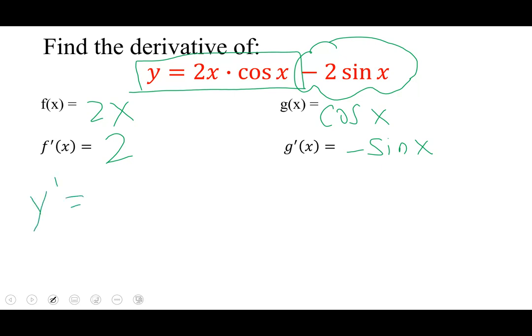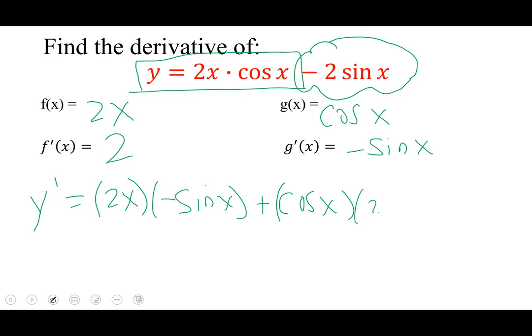We'll call this y prime. And again, it's going to be the first, 2x, times the derivative of the second, which would be the negative sine, plus the second, which is the cosine of x, times the derivative of the first, which is 2. And then don't forget to actually take the derivative of this lonely negative 2 sine of x.